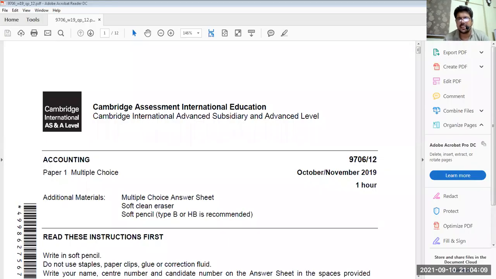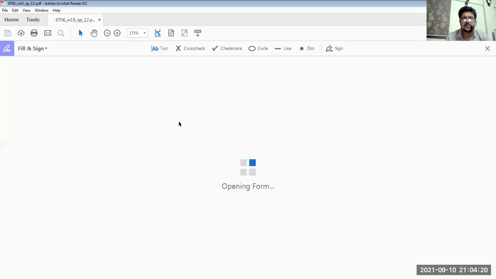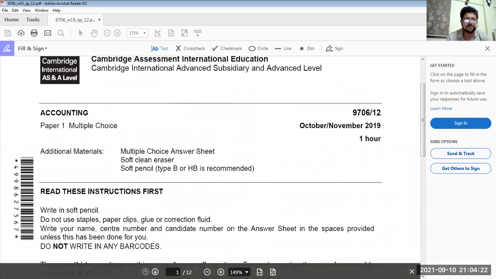Okay, now see, this is your paper. November 2019, 9706, paper 12. Okay, move to what we need. We need tools. Yes, it's opening now.